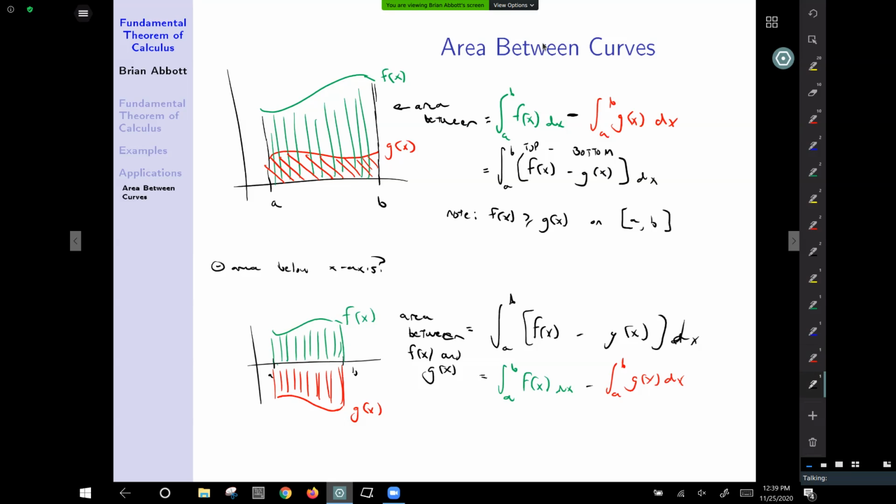And so what do we get here? Well, we get a positive area for the green function minus a negative area for the red function. Positive green area minus a negative means positive, so we add the red area, and we end up with the actual area between our two curves.